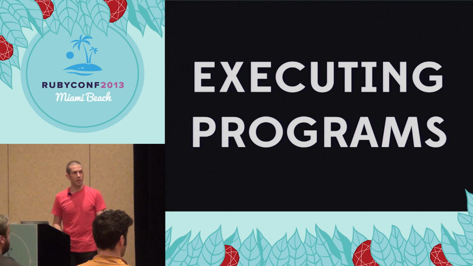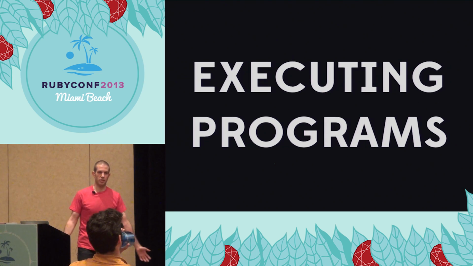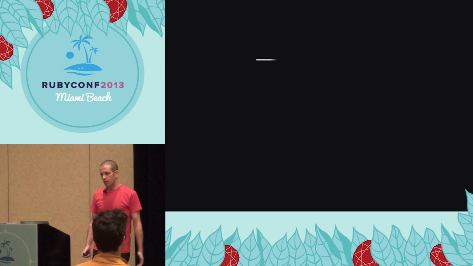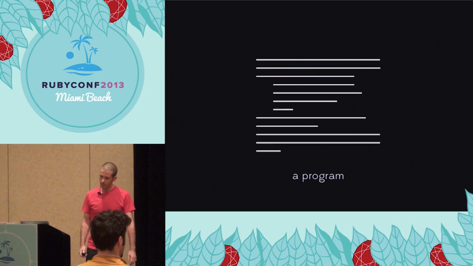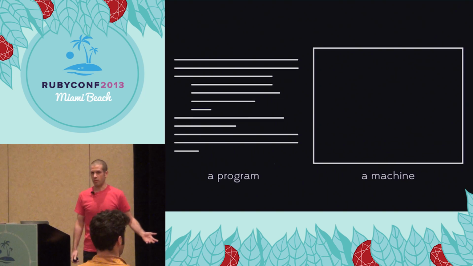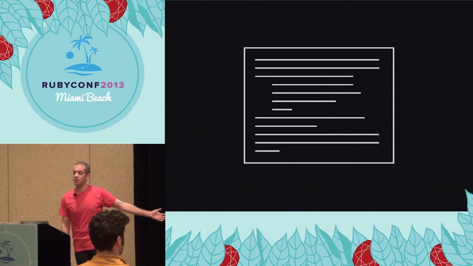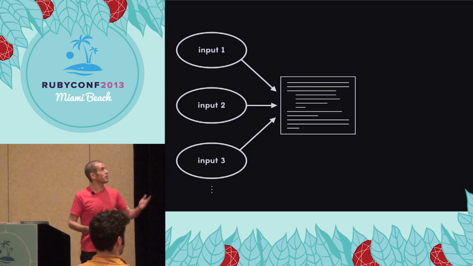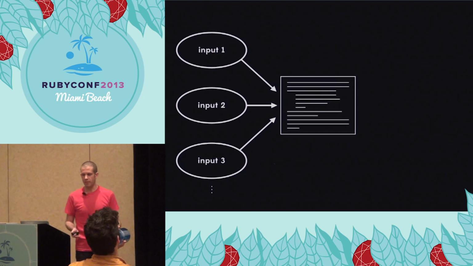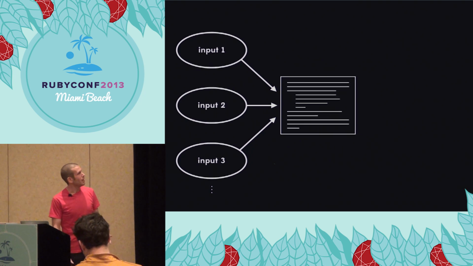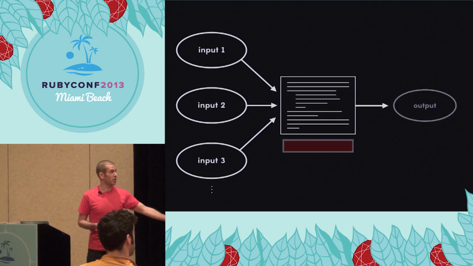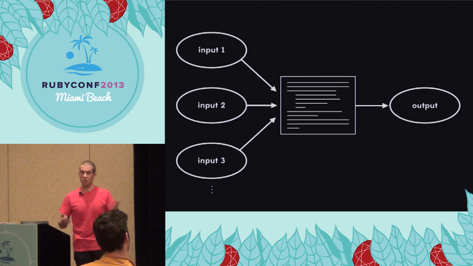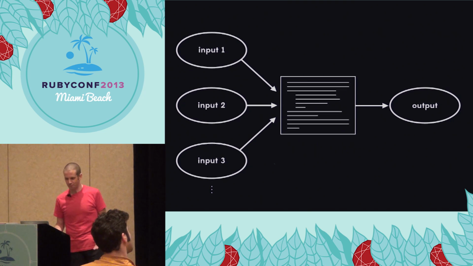So I'm going to start out by talking about something we're all familiar with, which is executing programs. So you write a program, right? You have a program written down that you want to run, and you have a machine that you can run that program on. So you put that program into the machine, and then you've got some inputs for that program, and those might be command line arguments or configuration files or standard input or whatever. And you feed all of those inputs into the machine that's got the program inside it, and the program executes on the machine and it produces some output.